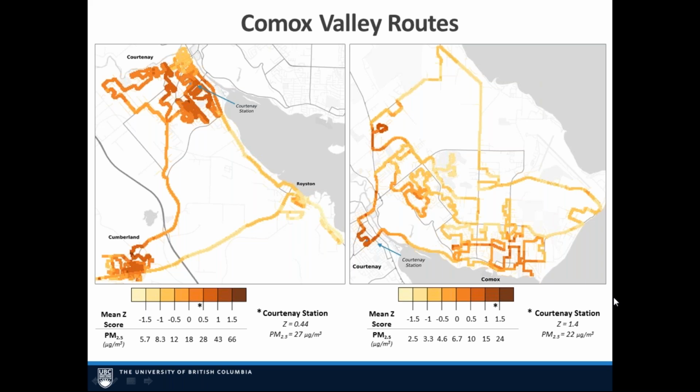And the monitoring station in this area is in Courtenay, and this fell higher on the distribution of the routes compared to the Whistler and Pemberton situation. So it had a z-score of 0.44 during the Courtenay and Cumberland route nights, and a z-score of 1.4 on the Courtenay and Comox route relative to that route. So it's a little bit higher than the average of those routes. But for example, this route had some more rural areas, and you remember that the z-score is relative to where the route is drawn.